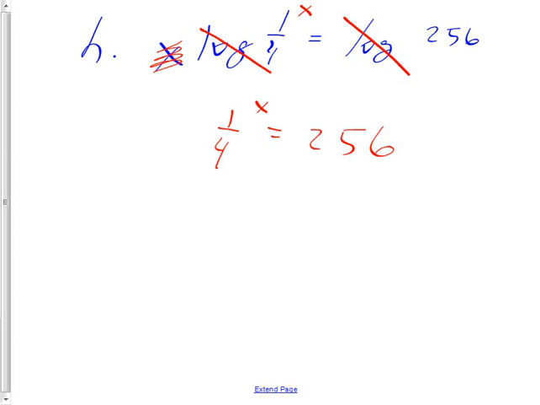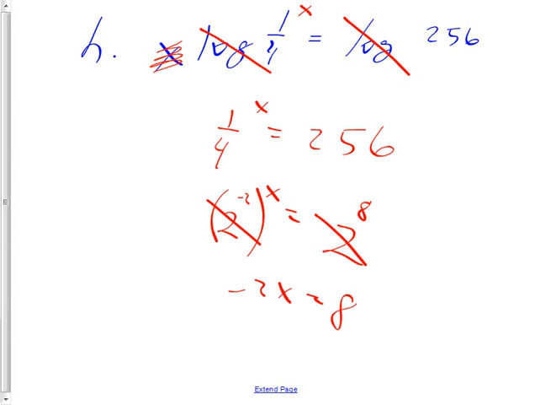Now it's going to be handy to know that whole base change thing that you were talking about. 1/4 is 2 to the negative 2, to the x equals 256, which is 2 to the 8th. And then I can cancel these, and then it's negative 2x equals 8. And that is nice and simple. Negative 4. That is by far a superior way to do it. You're right. And there are lots of ways to do these problems.